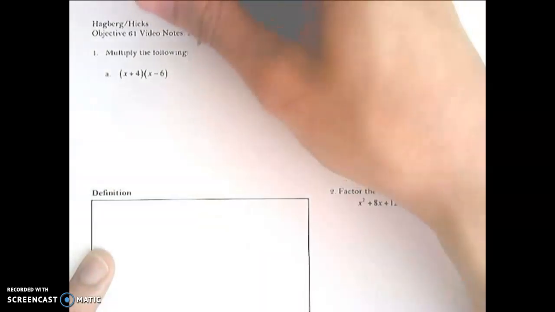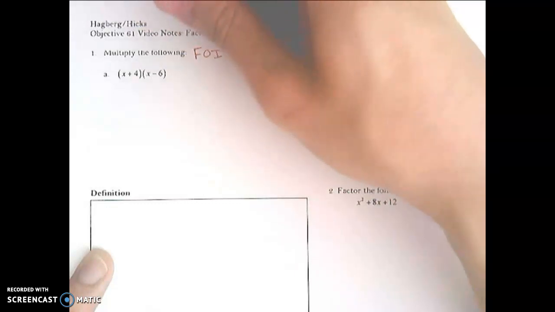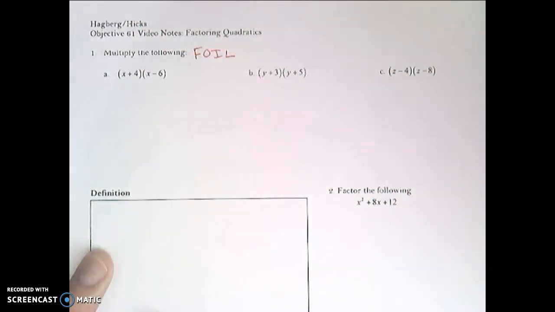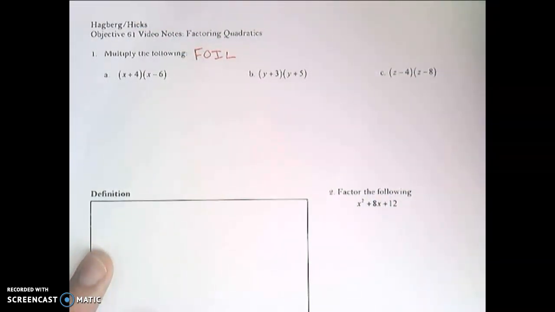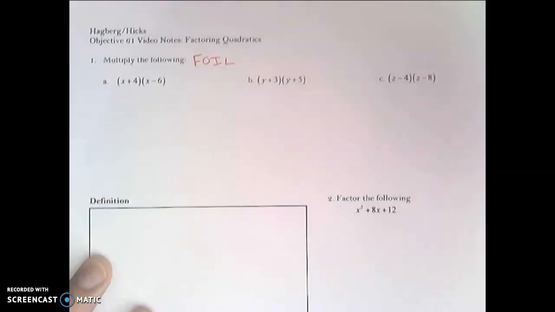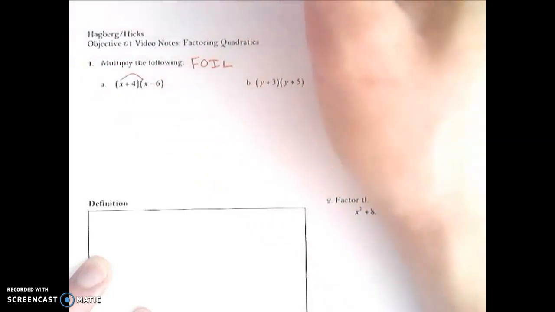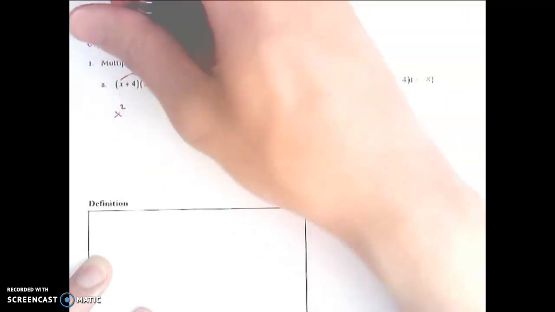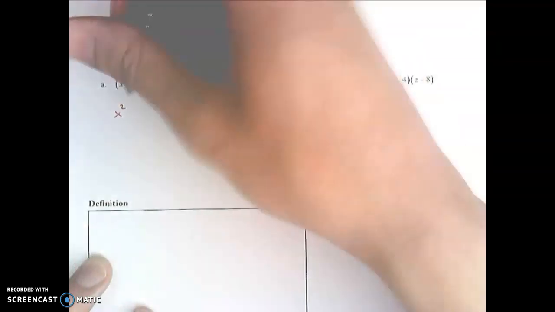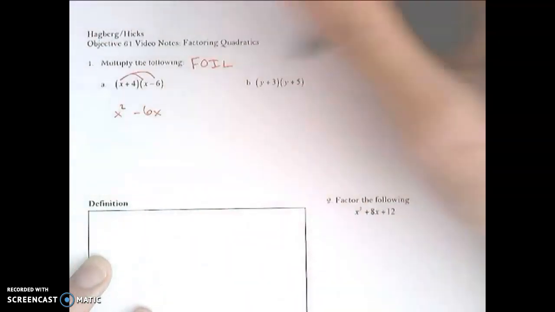Remember, to multiply these out, we use a process that we call FOIL, which stands for first, outer, inner, last. So this tells us the order by which we multiply the terms. So we start with the first terms. We have x times x gives us x squared. We do the outer terms, so we have x times negative 6 gives us a negative 6x.